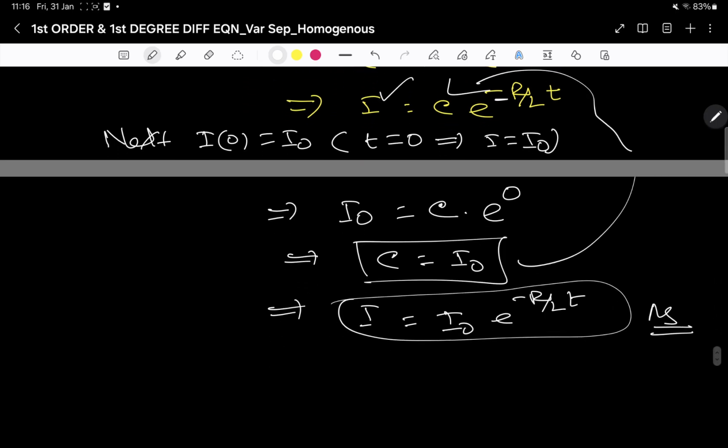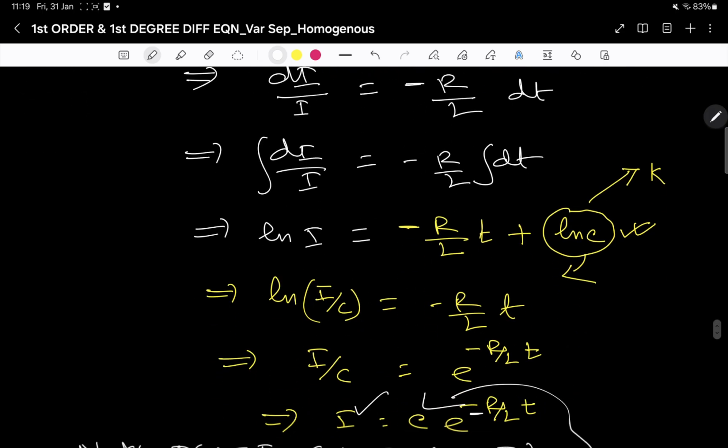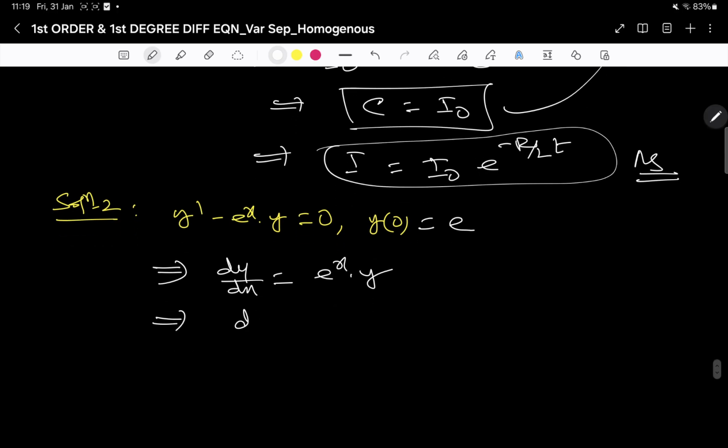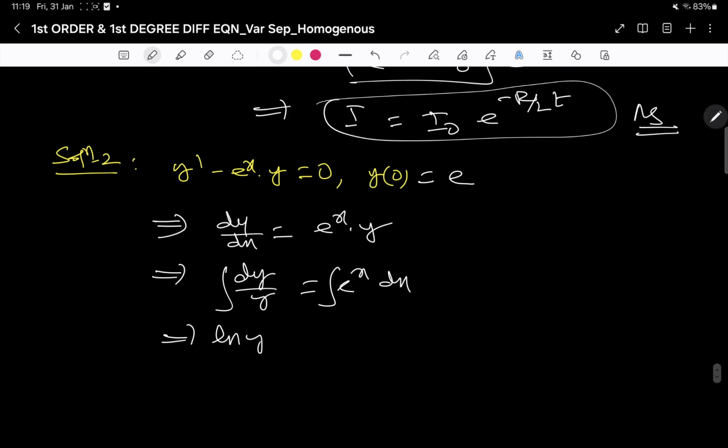Next, coming to the last problem. In example 2, the condition is y of 0 is equal to e. Now coming to the solution. So y of 0 is equal to e. On solving, dy by dx is e to the power x into y. So dy by y is e to the power x dx. You integrate both sides. So ln y is e to the power x plus ln c.